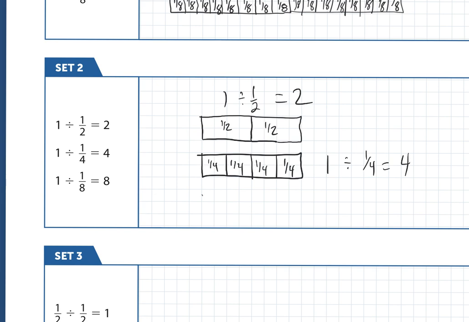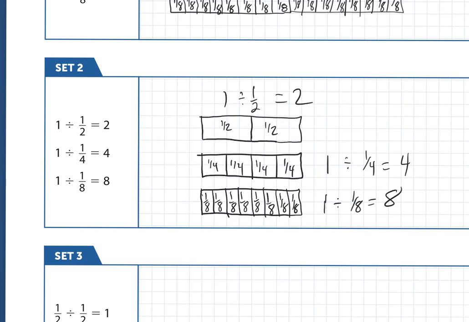And we'll do this last one. 1 box divided by eighths, so 1 divided by 1/8 equals 8.